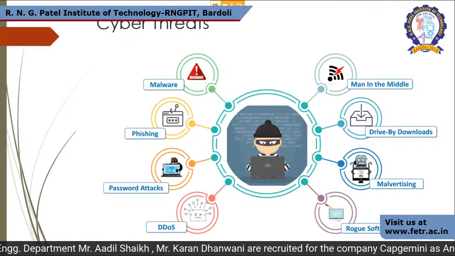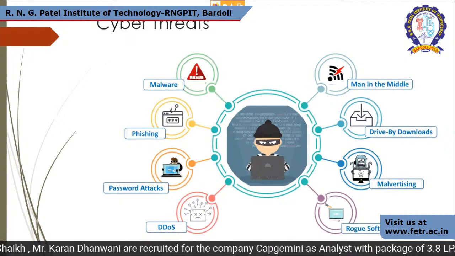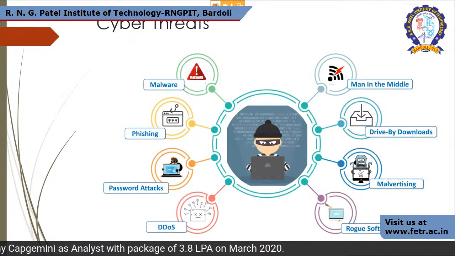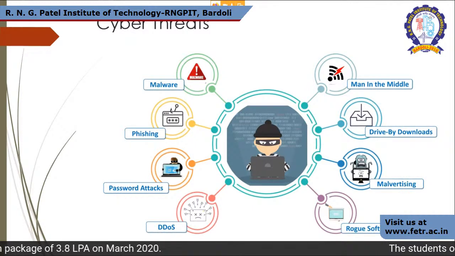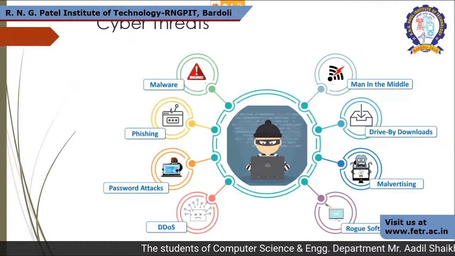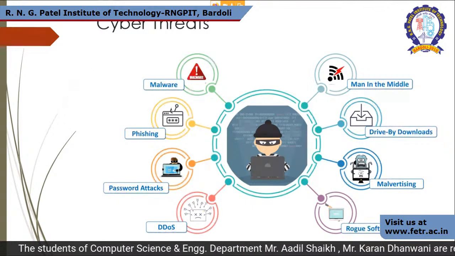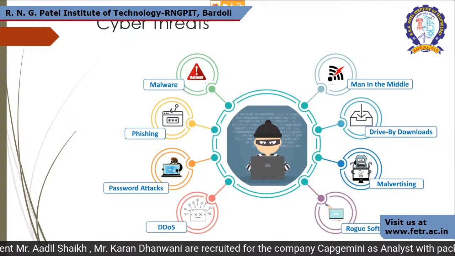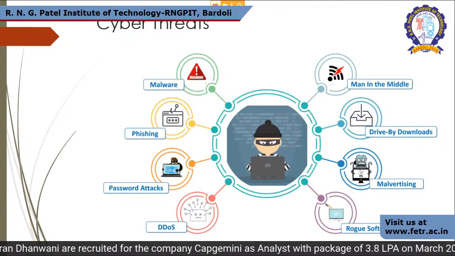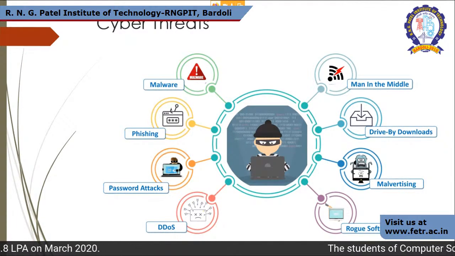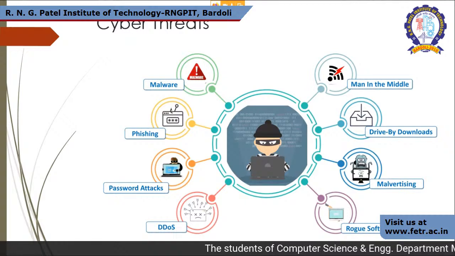The last one is rogue software, in which, once we download some application or software from Google Play or some other source, at that moment we are completely unaware of how they are using our private data and how they are accessing our information. So I'm requesting you, whenever you download any third-party application or software, you should be aware of how they are accessing it. We shouldn't click on allow every time.